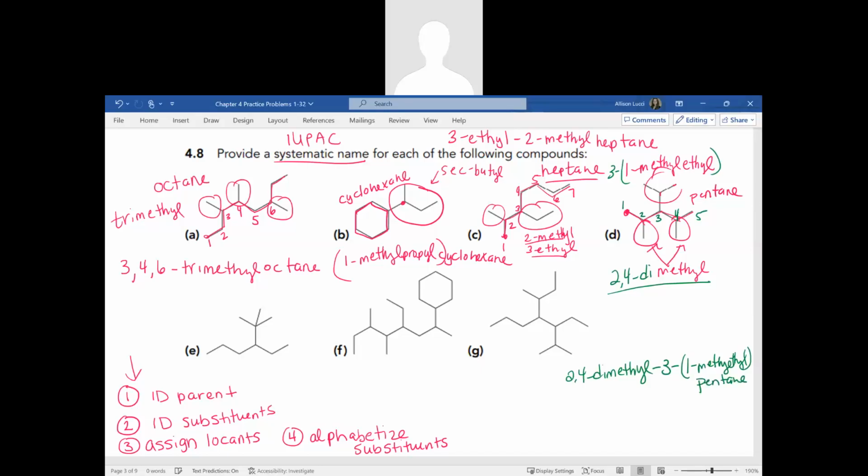So see if you can try the remaining problems using the same technique. Identify the parent, identify substituents, assign locants, and then alphabetize those substituents.